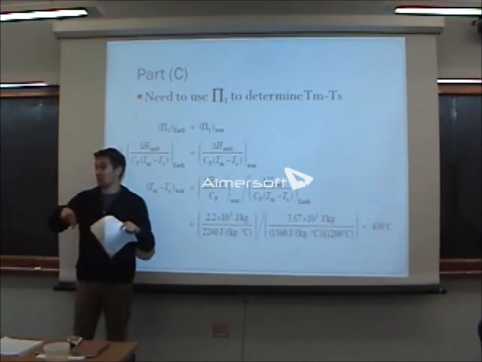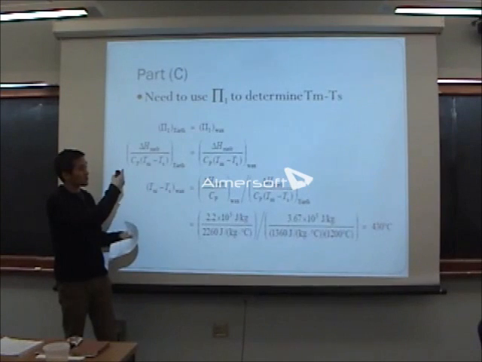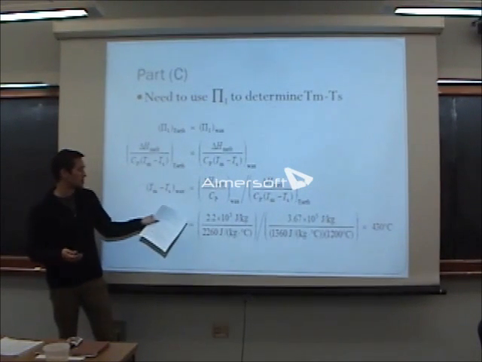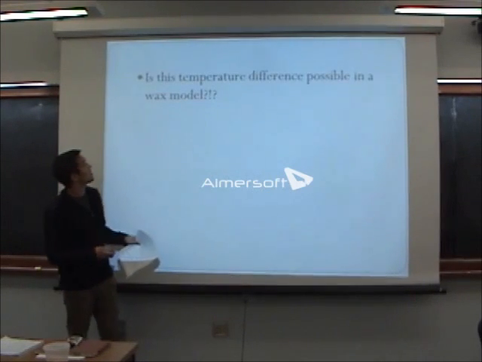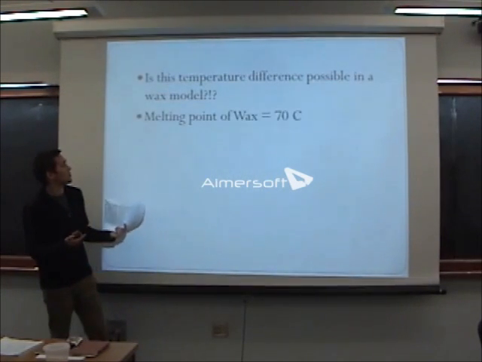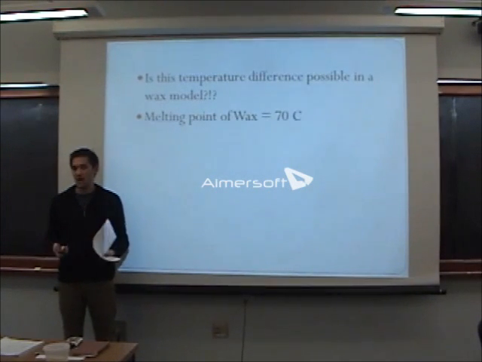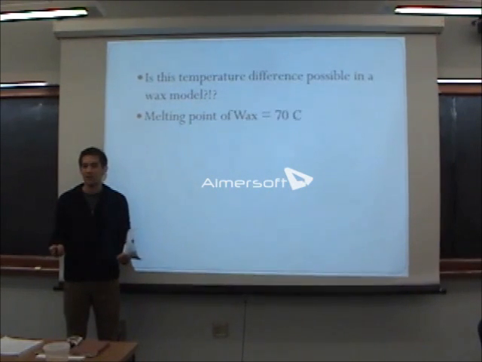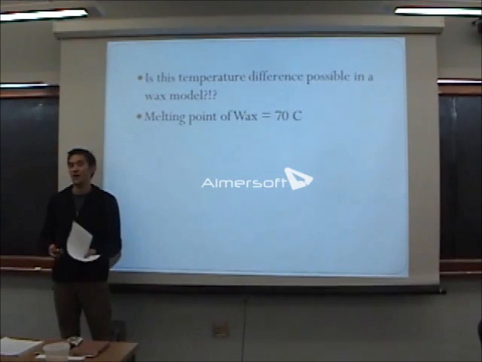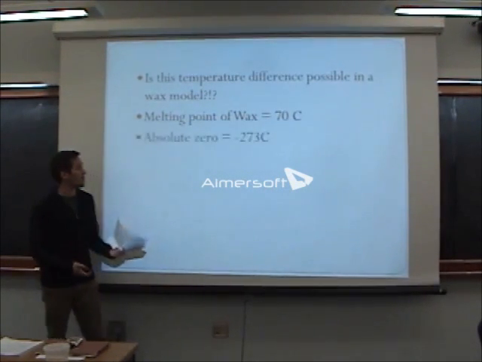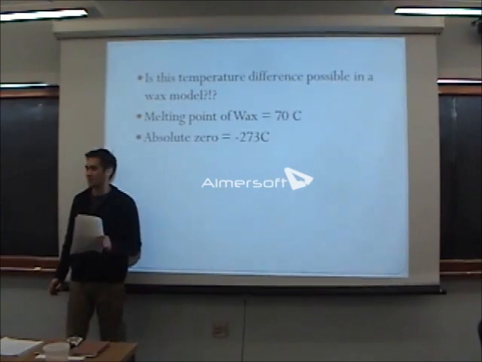Does that seem like a large delta T to you guys? In your model, in order to have a similar dimensional scaling as real life plate tectonics, you would need a temperature difference of 430 degrees Celsius. So let's see, is this even possible? The melting point of wax is 7 degrees Celsius. And what's the coldest that we can be? Or actually, theoretically, what's the coldest temperature? Absolute zero. Negative 273 degrees Celsius.